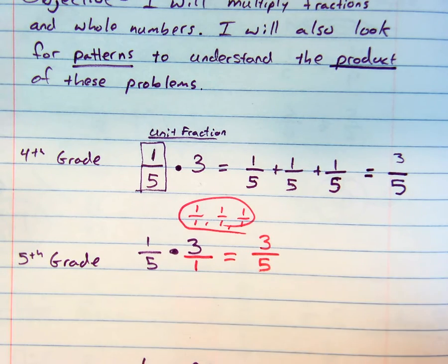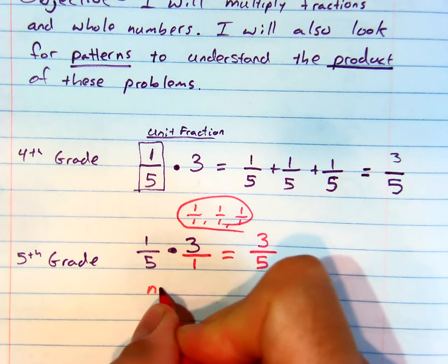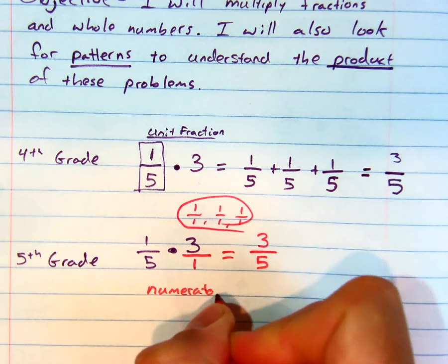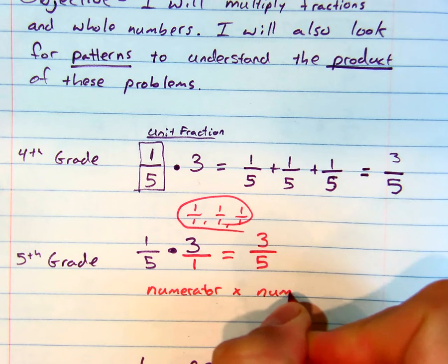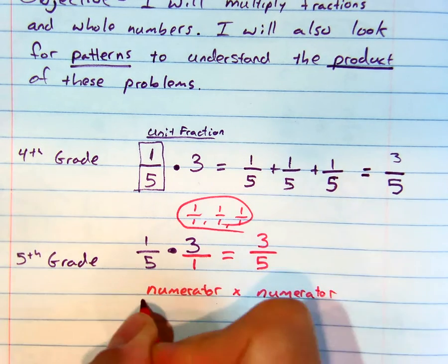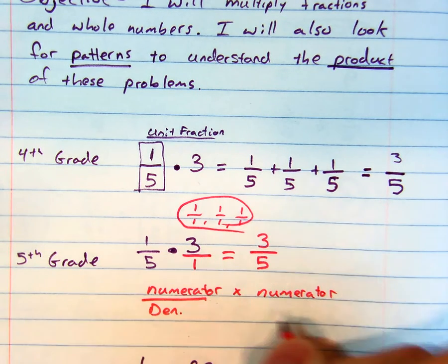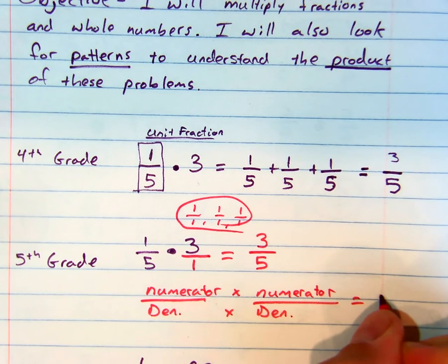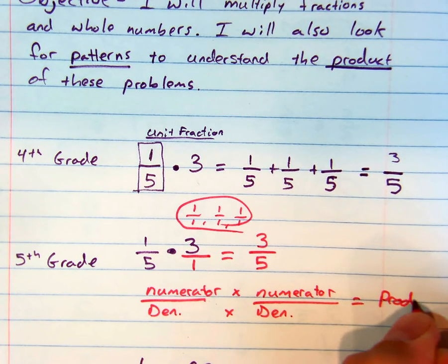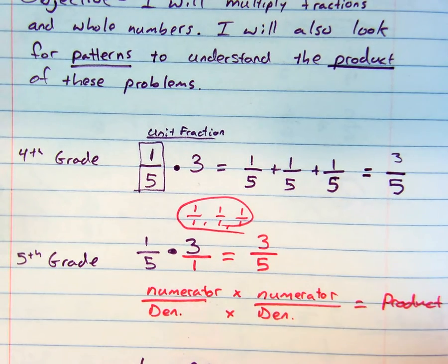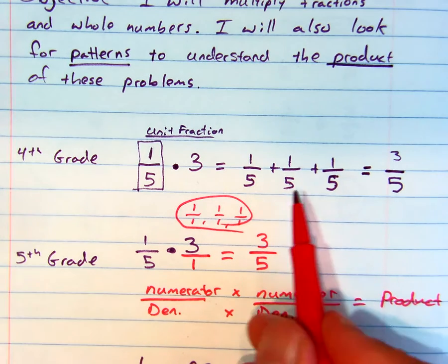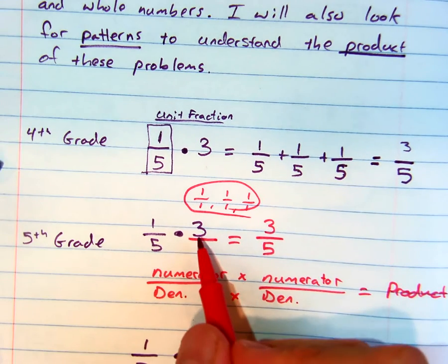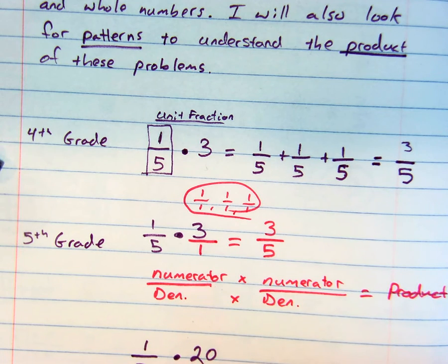And I am done. Just as a recap, we do numerator times numerator, denominator times denominator, and we will end up with our product. So visually, easy to get. We can still use this strategy, but in 5th grade, when we get that whole number, let's just go ahead and put it over 1. We know we have 3 wholes, and we need to represent it as a fraction.